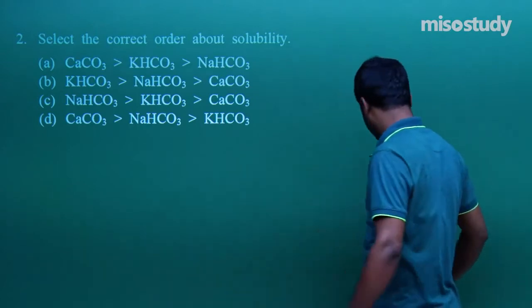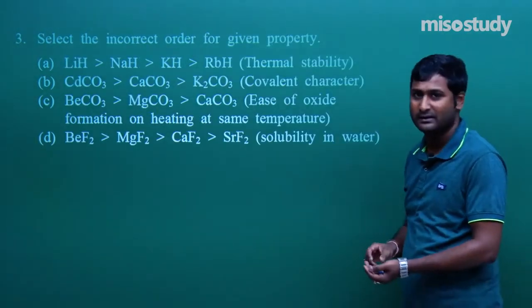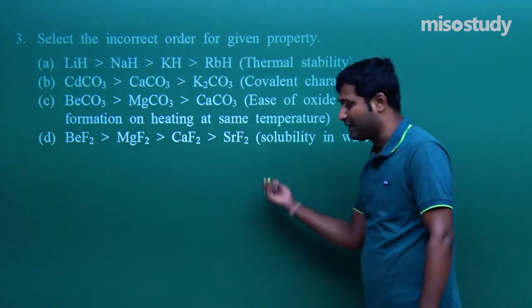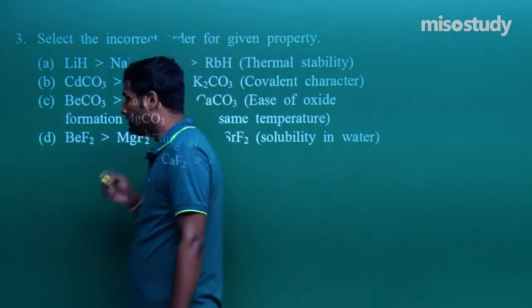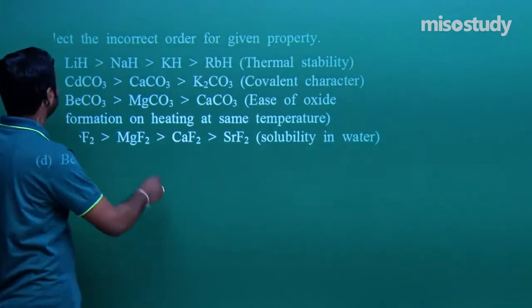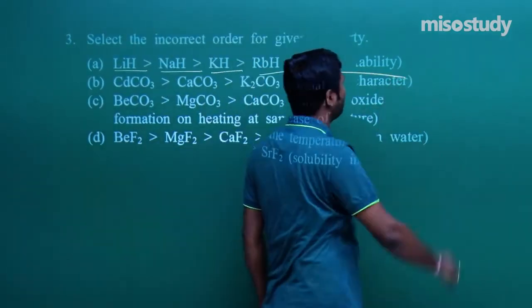Now let's move to the next question. Now this is the question. Select the incorrect order for the given property. I am giving you some time to solve this question. This is one of the best questions. Look at what I am telling. That is LiH, NaH, KH, RbH, thermal stability.